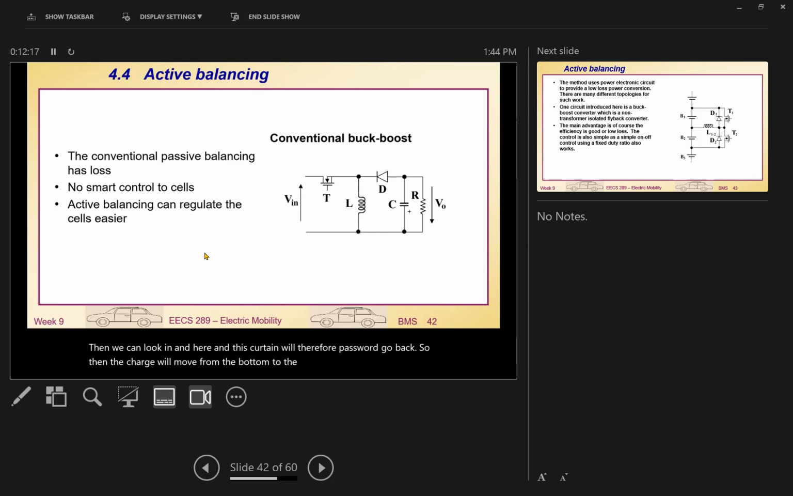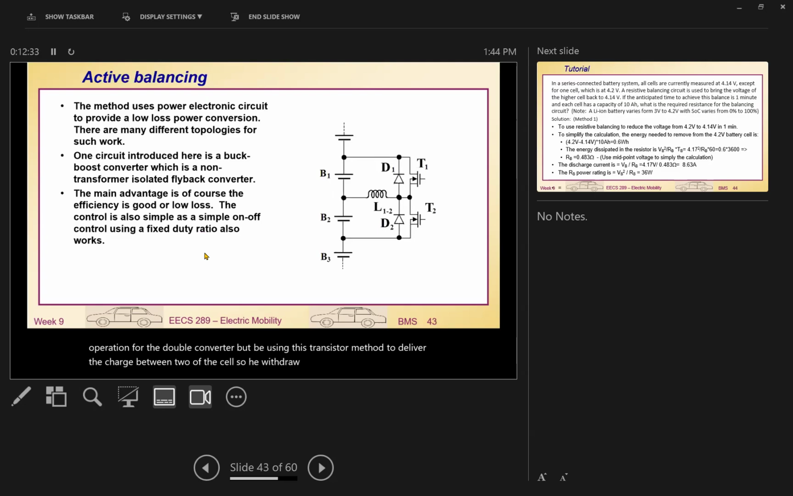So basically, we're based on the buck-boost converter to do the job. You don't need to understand the detailed operation of the buck-boost converter, but we're using this transistor method to deliver the charge between two cells. If we draw them, it will become just like that. So with two cells here, using this arrangement, we can transfer the charge from this one to that one or that one to this one. If you have many of them, we can extend this circuitry so that you can transfer the charge across the whole thing.